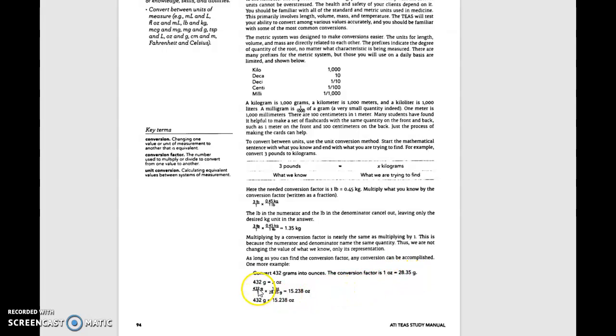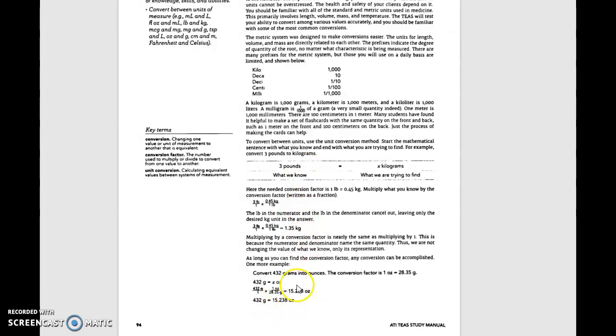We do our multiplication straight across the tops, straight across the bottoms. We're going to get 432 over 28.35. They left that step out. But then when you do your division, you'll get 15.238 ounces. So we know that 432 grams is equal to 15.238 ounces.